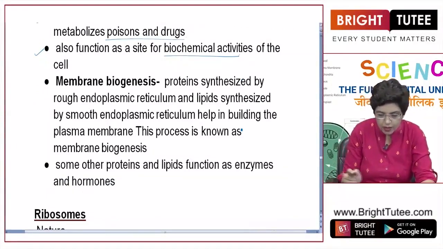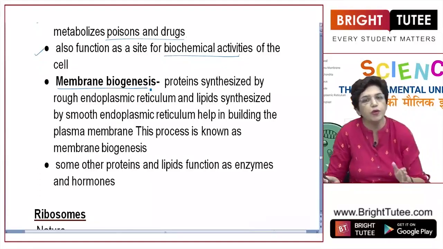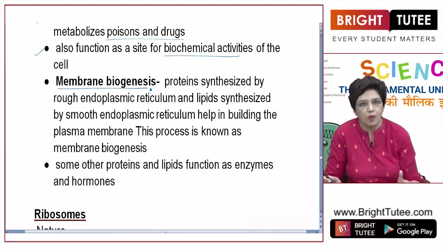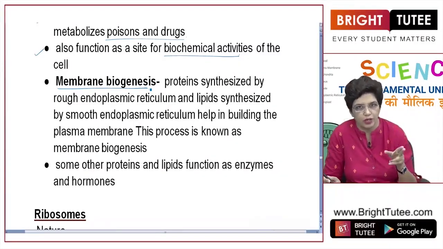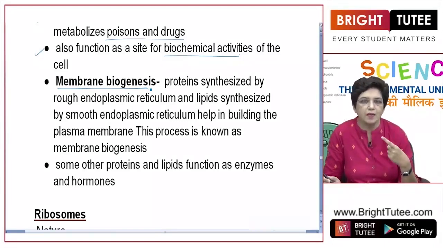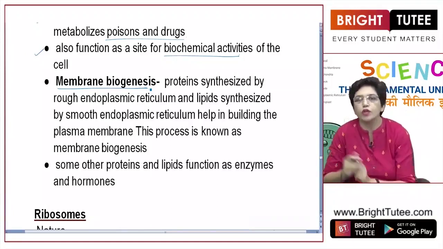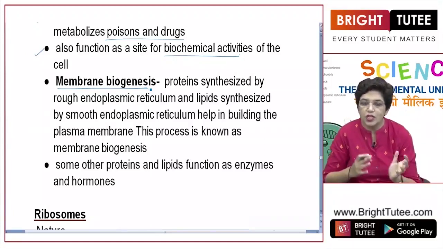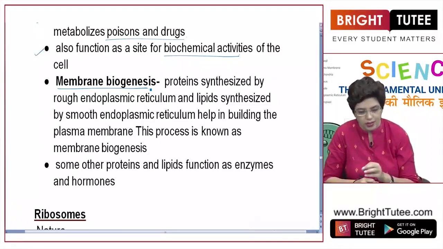Under its function, one important topic is membrane biogenesis. If you remember, under the topic cell membrane or plasma membrane, I told you the plasma membrane is made up of phospholipids and proteins. And in this topic, endoplasmic reticulum, you notice the proteins are made in the rough endoplasmic reticulum, and the smooth endoplasmic reticulum makes the fats or the lipids. So these fats and proteins are required for the synthesis of the cell membrane. So this process of synthesis of cell membrane is called membrane biogenesis.